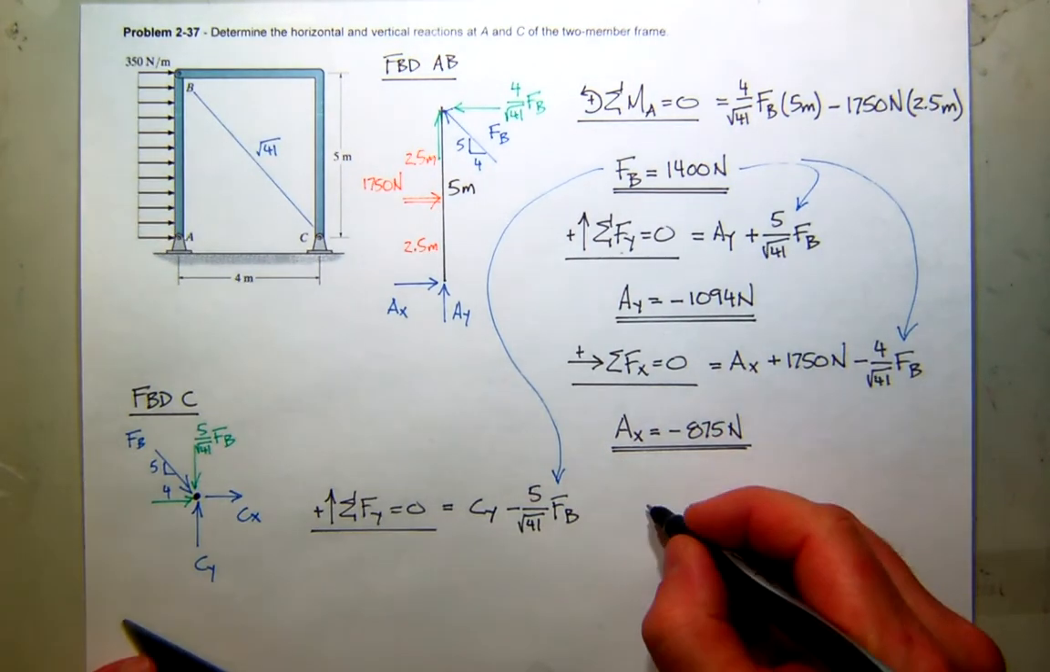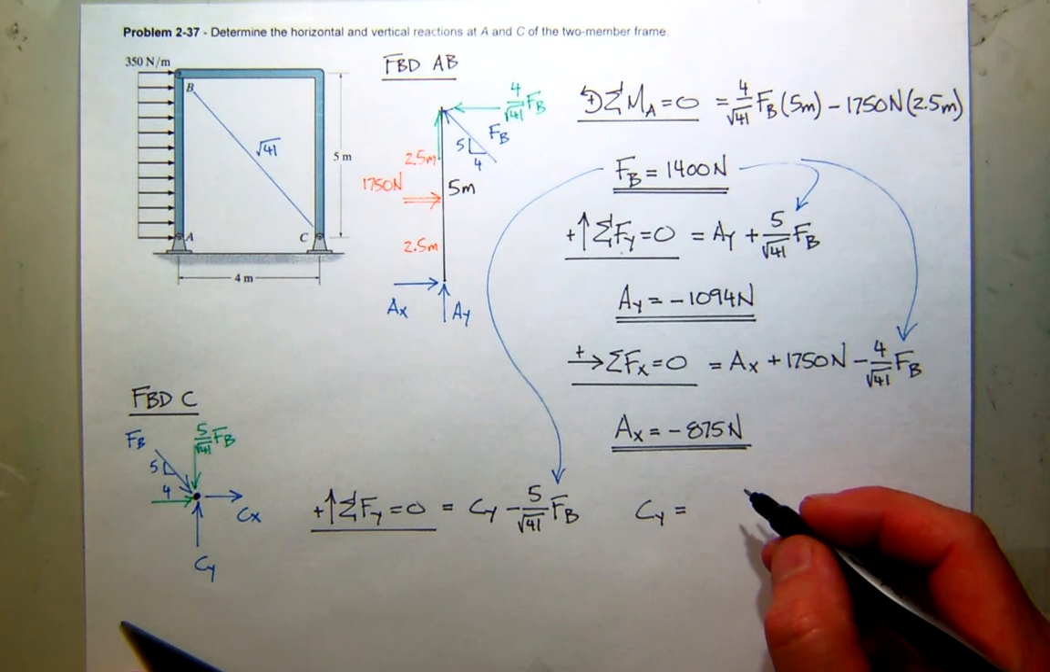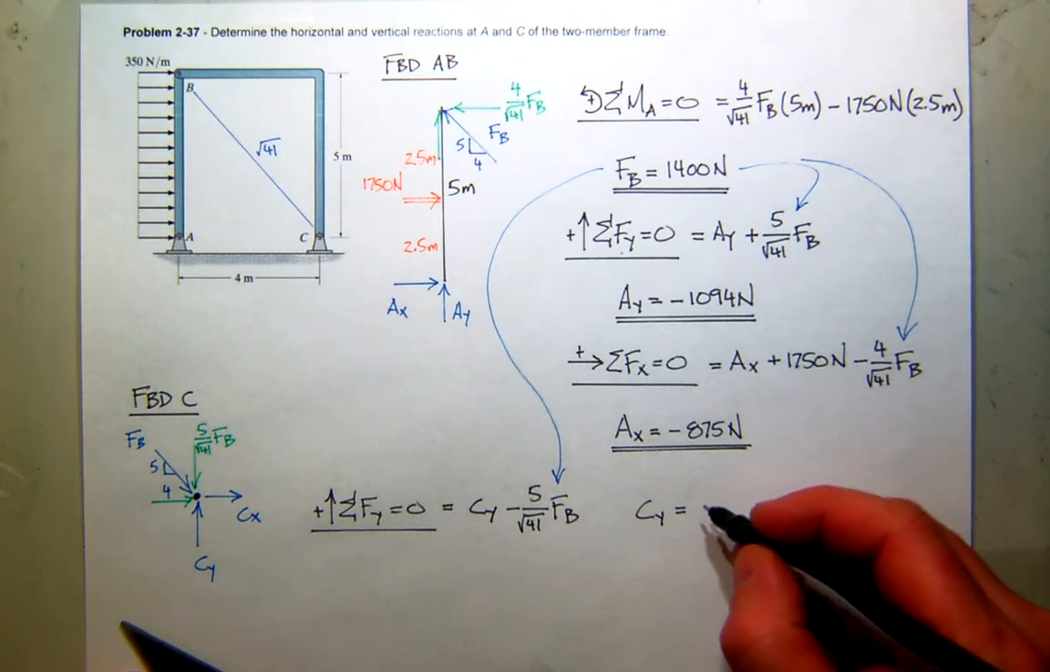So what does that tell me CY is? Looks like CY is going to be positive. Say again, 1091? 1094.